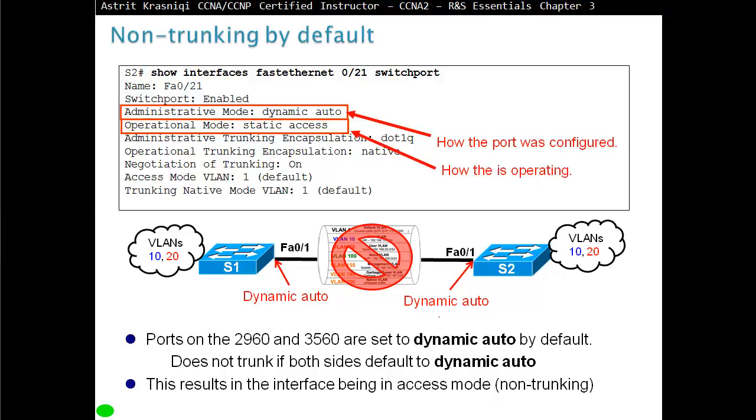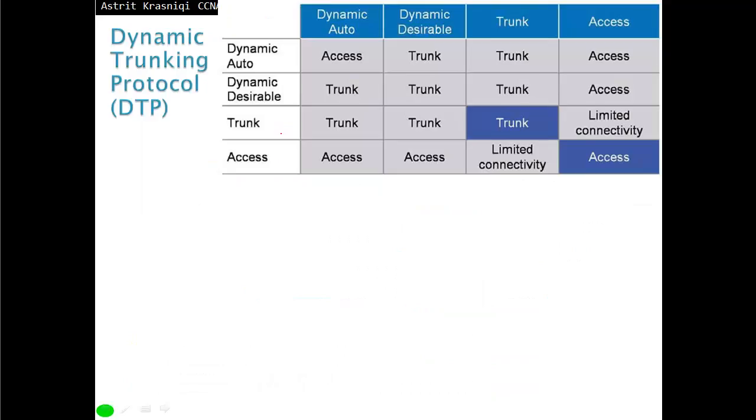These are very, very useful commands. Show interface FastEthernet, whatever you want, and then switchport at the end. It's going to tell you what the configuration is and what it is operating at the time. Negotiation of trunking on. Okay, so these are the ports.